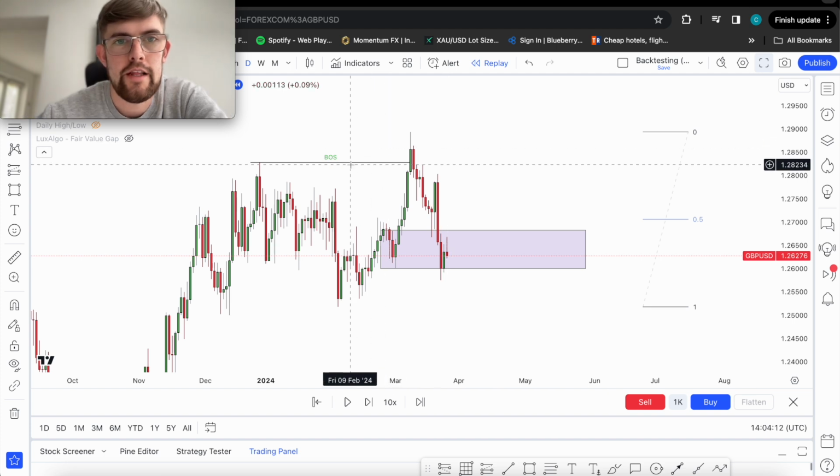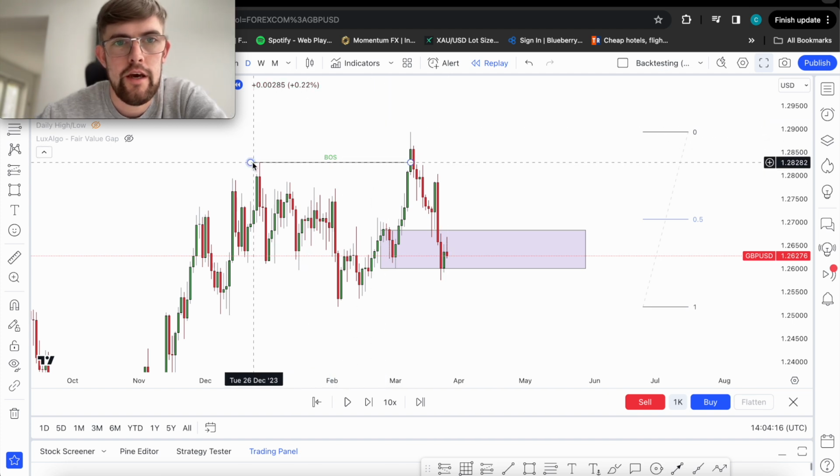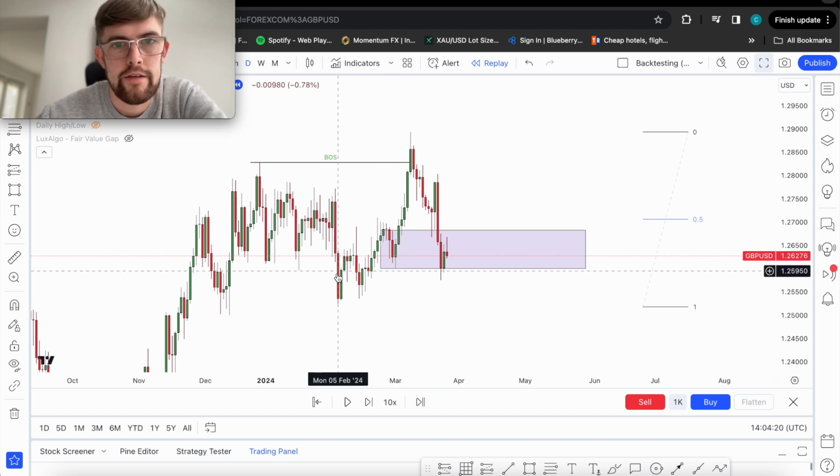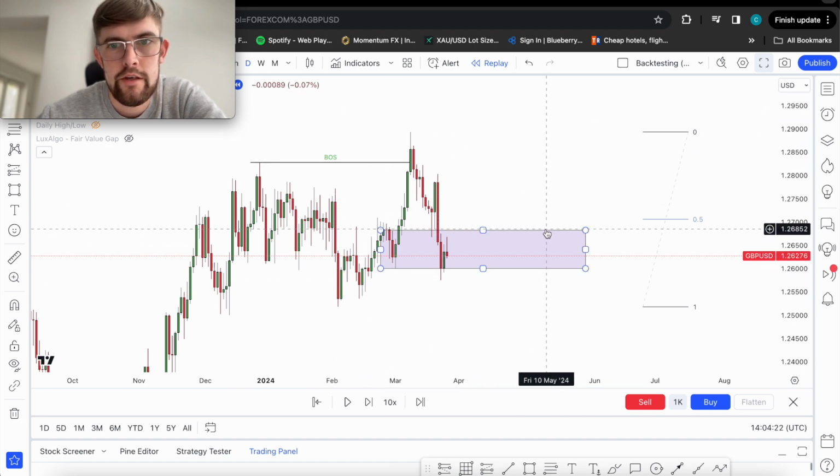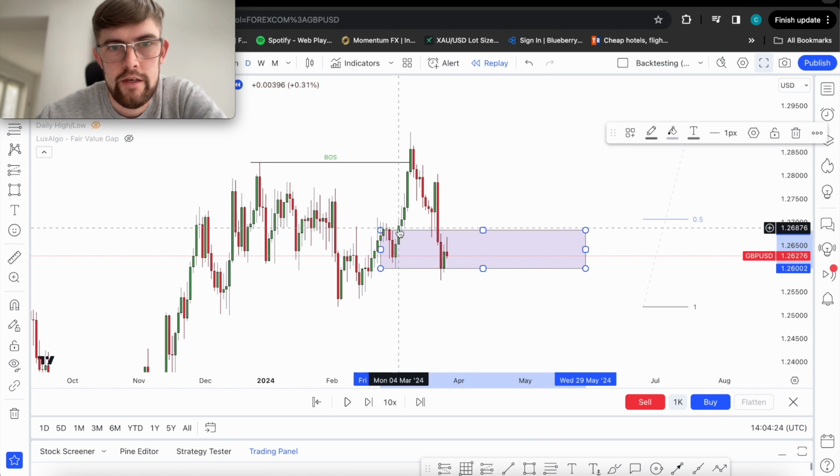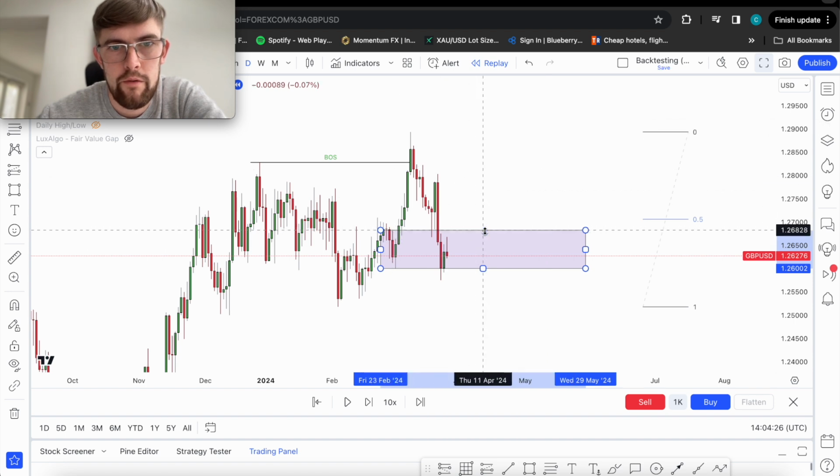So starting with the daily time frame, you can see here I've denoted this as a bullish breaker structure, and that price is in fact in a bullish phase. This zone here is how I view order blocks to be.